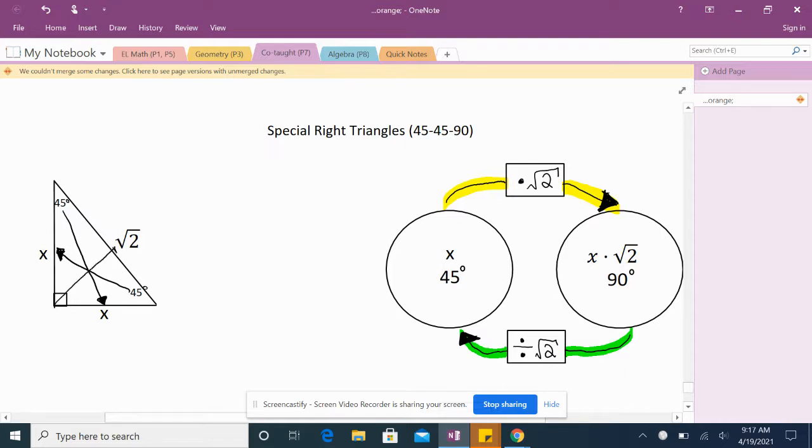And across from the 90-degree angle, we have x times the square root of 2. This is our hypotenuse. So these are the legs. The legs have x, and this is our hypotenuse.